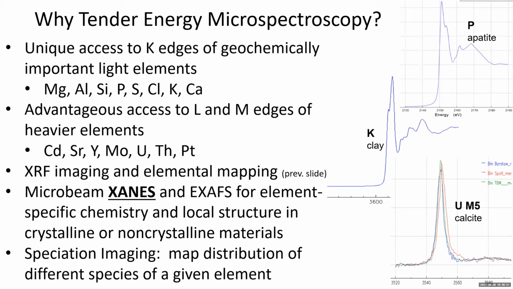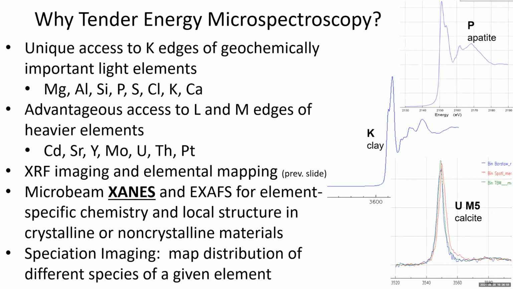Applications in this energy range for a microprobe include the standard tools for a microprobe: XRF imaging and elemental mapping, such as the map on the previous slide, and microbeam XANES and EXAFS for element-specific chemistry and local structure in crystalline or non-crystalline materials. On the right of this slide, there are examples of XANES spectra for phosphorus in apatite, potassium in a clay, and uranium in calcite as examples.